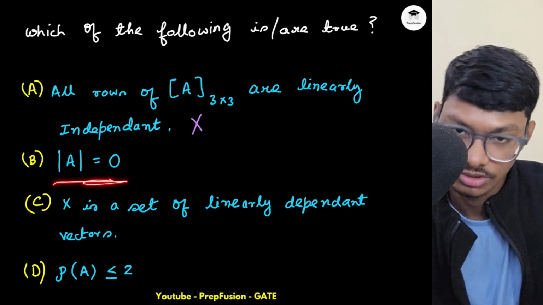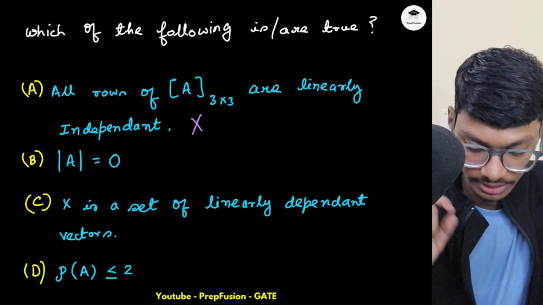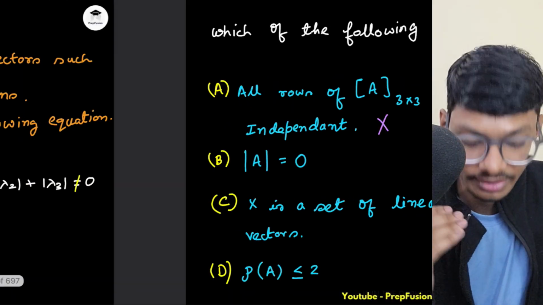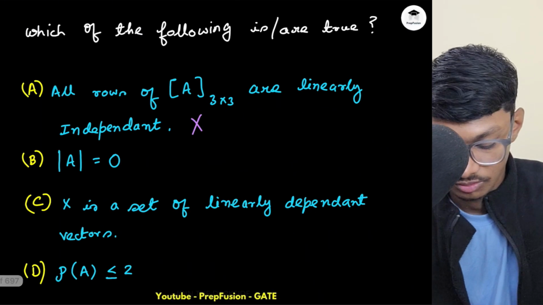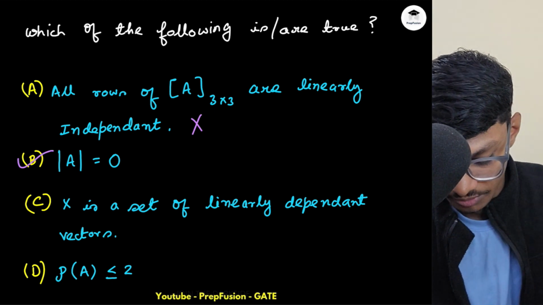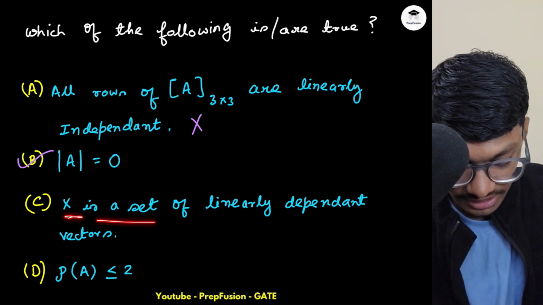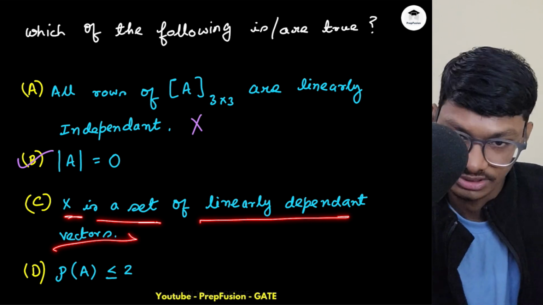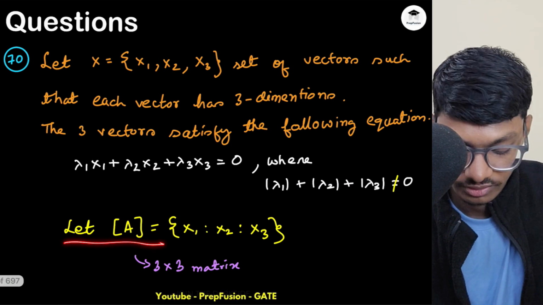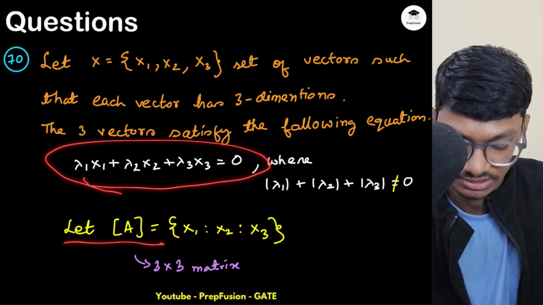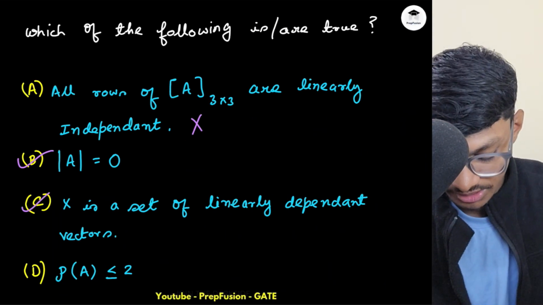Now, determinant of A is 0. I already told you this, yes, determinant of A will be 0 because there are linearly dependent columns due to this relationship. Okay, so determinant of A will be 0. This is a correct option. Next, X is a set of linearly dependent vectors. Yes, this is true. X is a set of linearly dependent vectors because it is satisfying this condition. Hence, it will be a set of linearly dependent vectors.